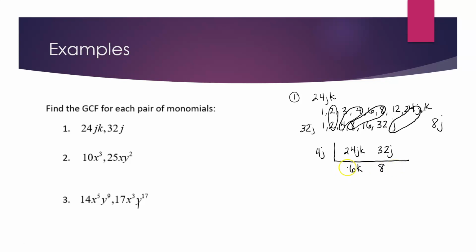There are still common factors here between these two, so we're going to make another step. 2 goes into both. 6K divided by 2 is 3K. 8 divided by 2 is 4. We look at those, and there's still nothing that goes into both of them. So now we take the two side numbers and multiply them together, and look, we end up with the 8J again. So the greatest common factor of 24JK and 32J is 8J.